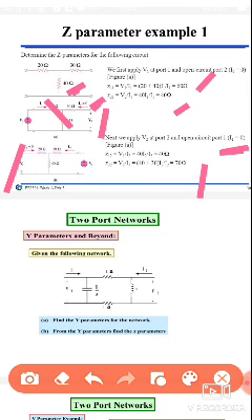I1 = 0 means Z12 is equal to V2 by I2. V2 is nothing but what? 40 by I2 into I2. The 40 terms are cancelled. Z22 is equal to V2 by I1. V2 value is nothing but V1 value is 40, and V2 value is equal to 40 plus 30, 70 ohms.